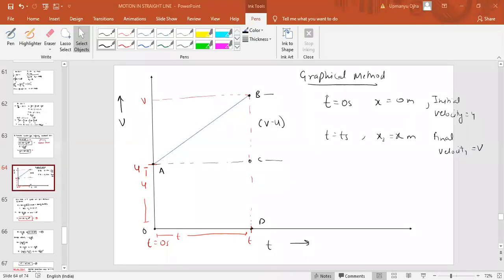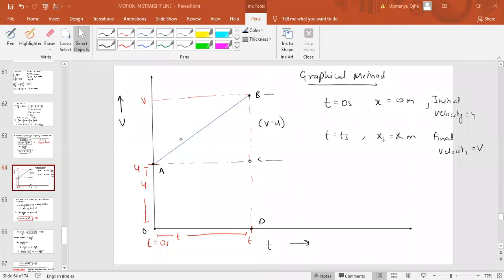Okay, now next is this. Somebody asked me the graphical method. In the graphical method, we are assuming the condition that at time t equal to 0 seconds, the particle started from the origin, meaning 0 meter, with initial velocity u. At time t equal to t seconds, the displacement of the particle is x meters and final velocity is v.